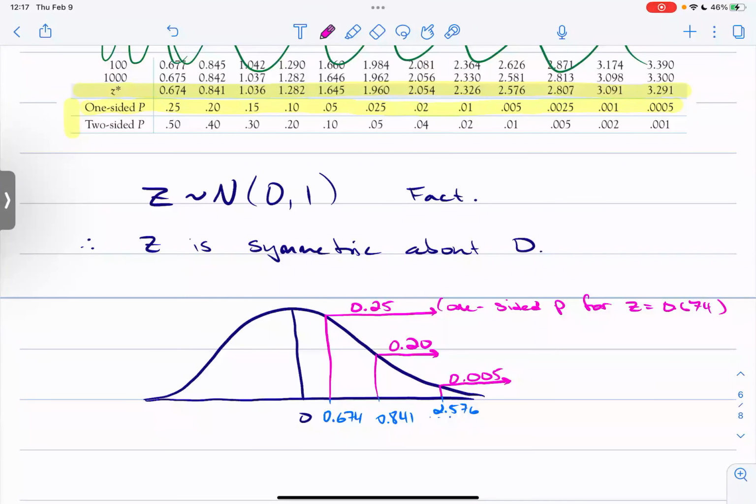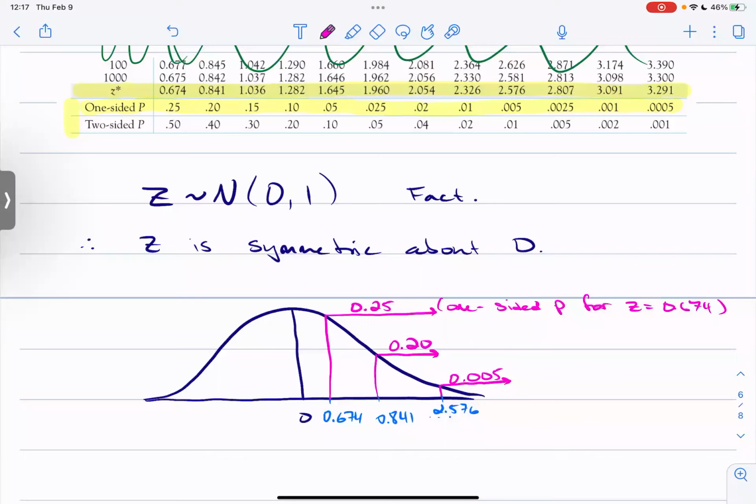There's a reason we're going on and on about these areas in the tails, because later when we do hypothesis testing, we'll want to know what's the probability of seeing something more extreme, right? More extreme is going to be the area in the tail. So we're just building up towards that.